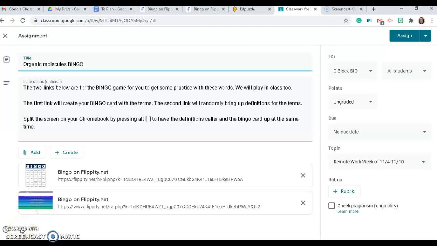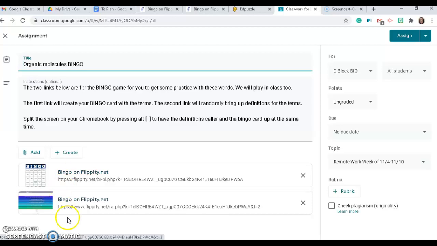This is how you can play Organic Molecules Bingo remotely. There are two links below for the bingo game. The first link is for your bingo card. This link will randomly sort vocabulary terms into bingo cards. And then the second link will randomly bring up definitions for terms.